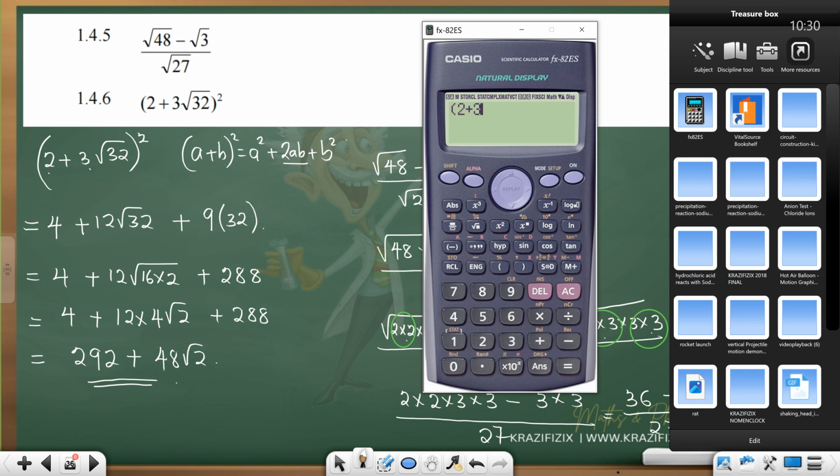Open bracket, 2 plus 3 root 32, close the bracket, squared. In an exam, if you want to check, look at the answer you're having: 359.88. I'm going to check if my answer will give me the same. Don't forget 359.88. Then I'll tap my own answer as well. 359.88, so I'm correct. That's how you check decimal answers. Are we okay, everybody?